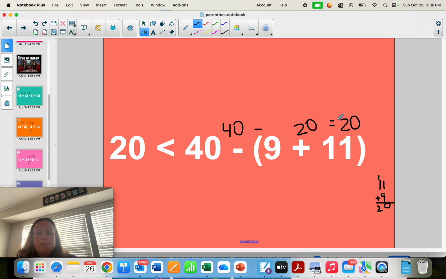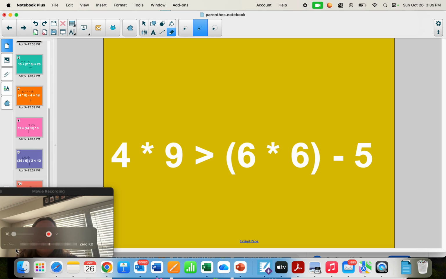Okay, so let's see. Is this number sentence true? I'm going to write that maybe up here. Maybe that'll make it look a little less confusing. So this whole thing equals 20. So let's see if this is right. 20 is less than 20. Huh? That's not right. That would need to have an equal sign. So this one is false. That is not true because 20 is not less than 20. Okay, all right. Let's take a look at another one.